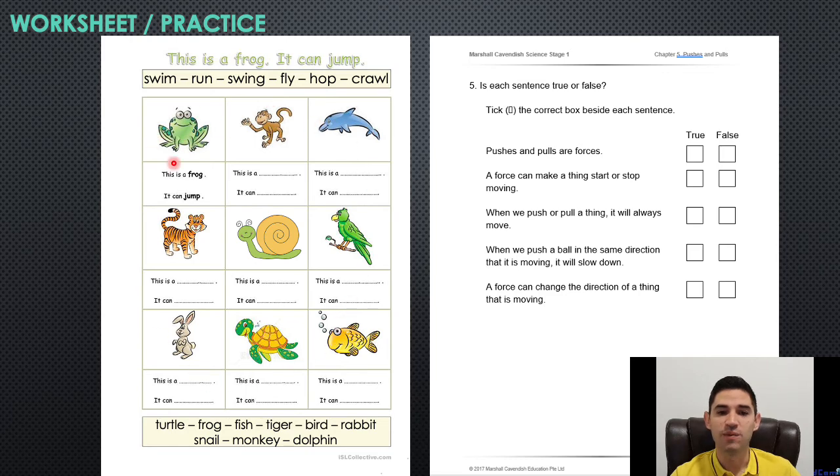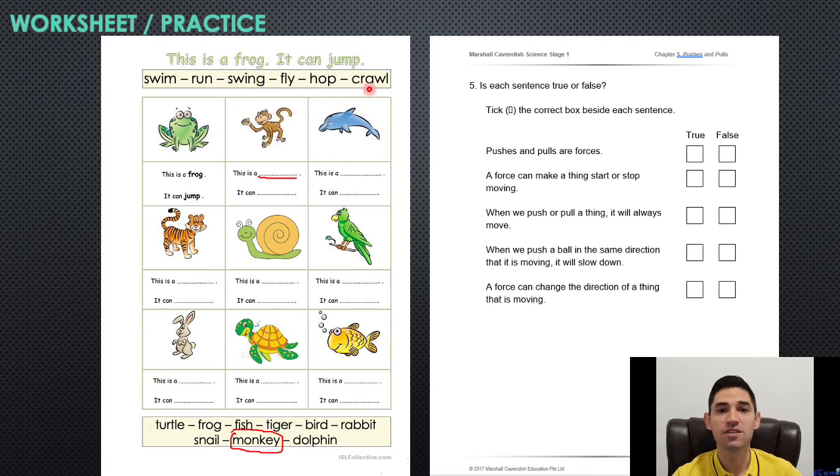Which of these animals can perform each of these actions? So let's do the second one as an example. This is a monkey, correct. So you're going to find monkey over here, and you're going to add monkey to this line. Excellent. Now you have to find an action, one of these, for the monkey.